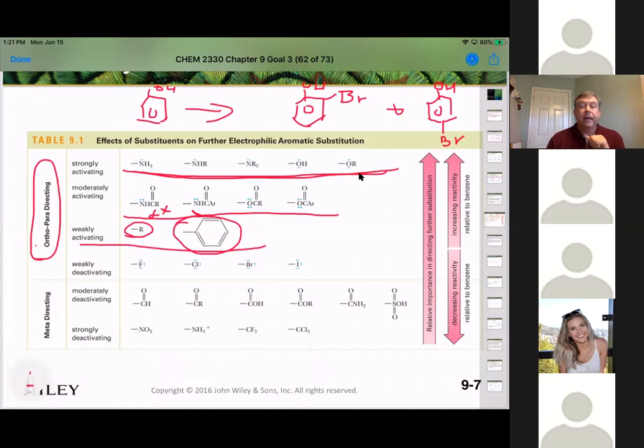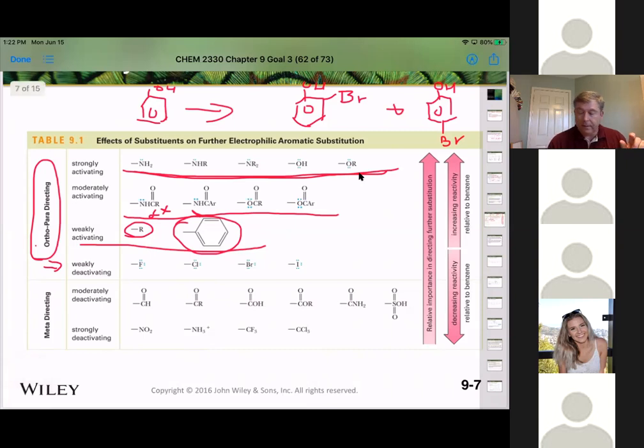Now, the last thing we have are ortho-para directors, but we call them weakly deactivating. What that means is there are two different effects happening here. We have lone pairs that can donate. So that's the ortho-para directing part. However, they're all electronegative atoms, meaning they're all trying to pull some of that electron density back. So the lone pairs are actually overlapping with the pi cloud to direct it ortho-para. However, the electronegativity is pulling some of the electron density away. They're still ortho-para directors, but they're not what we would call strongly activating. They are weakly deactivating. Okay, so that's the similarities among all the ortho-para directors.